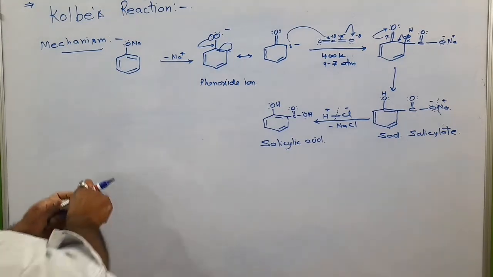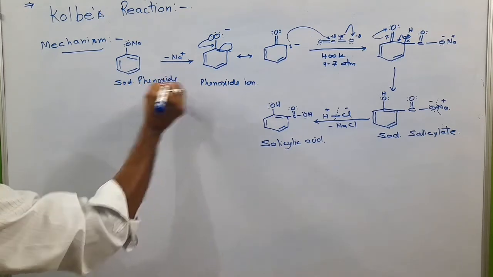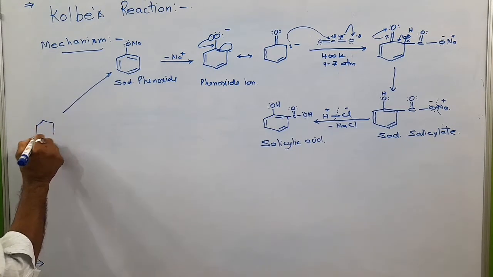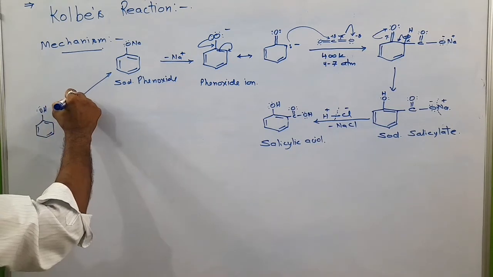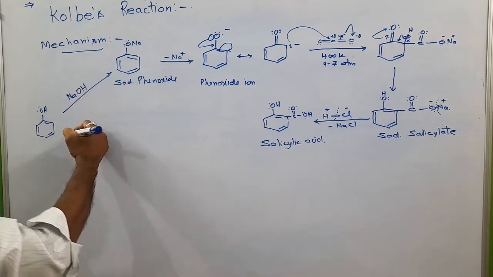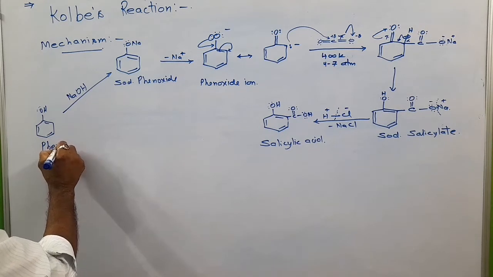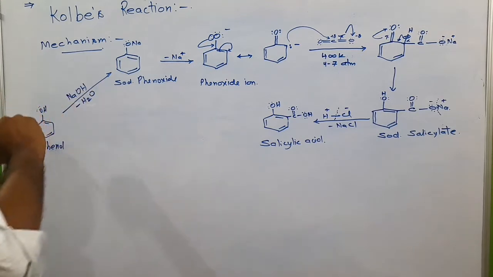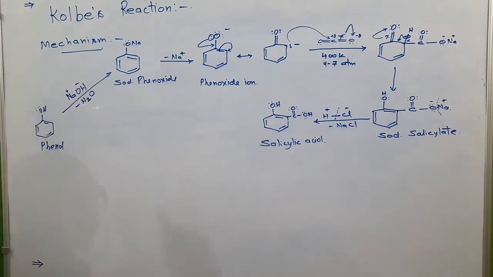Here one thing more. This sodium phenoxide can be obtained from phenol by the reaction with an alkali like NaOH. So NaOH is a base or alkali, and phenol is acidic in nature. So the H plus comes out with the OH minus in the form of water, and the sodium ion will form a bond with the electronegative oxygen and we will get sodium phenoxide. So this one is the mechanism of the reaction.